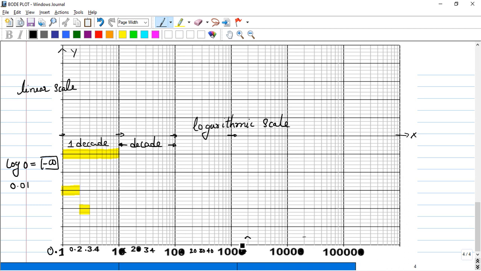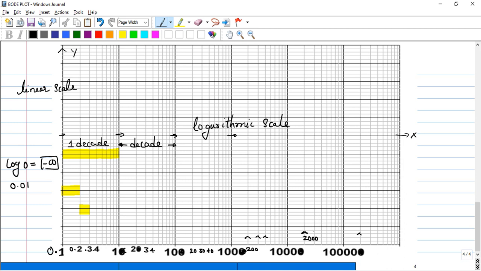So it is a decade. It will be 200, 300, 400, and now it is 1000. Can anyone try this? 1000, 2000, followed by 3000, 10,000. So 10,000, and this particular value will be 20,000. This is how you read this graph.